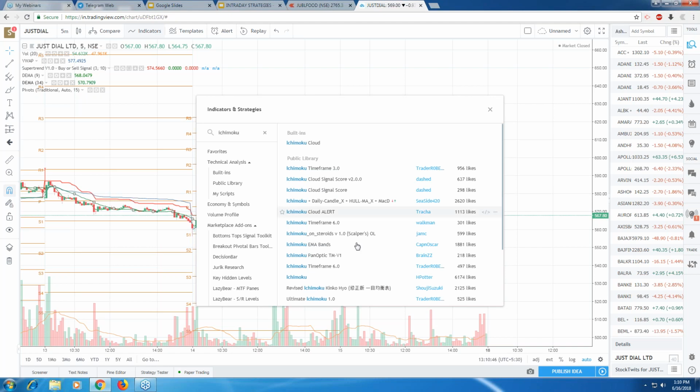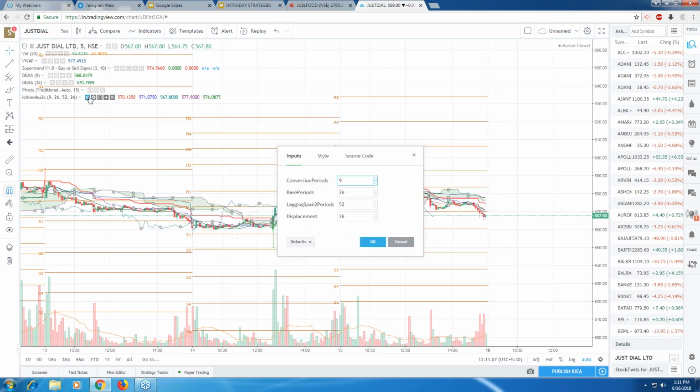And let's see here which one is the Ichimoku signal core, Ichimoku band, cloud. I will take Ichimoku, this one. Yes, this is the one I'm going to take. And go here. This is all okay. I'm going to take the default values.